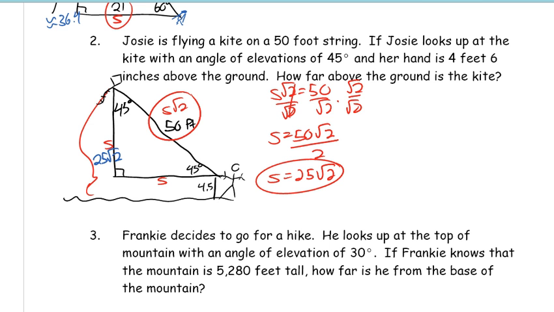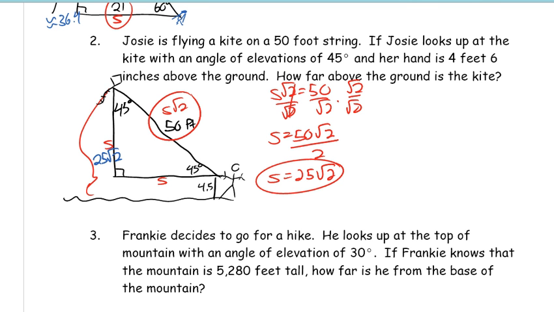And keep that number in your calculator. Don't get rid of it. So let's go ahead and do the square root of 2 times 25. So that's 35.3555339 and so on. Keep that number on your calculator and just add on a plus 4.5.